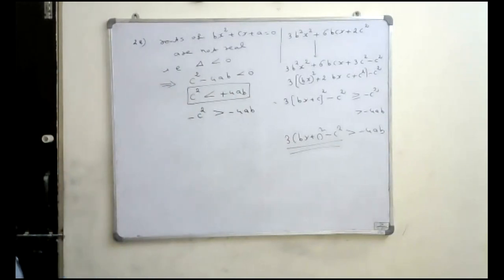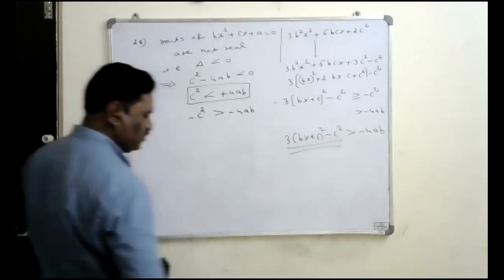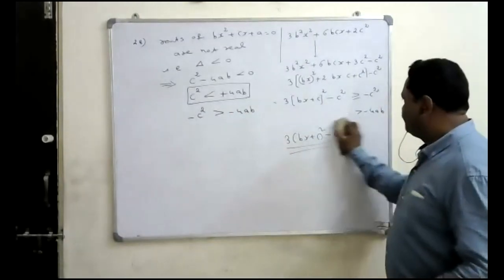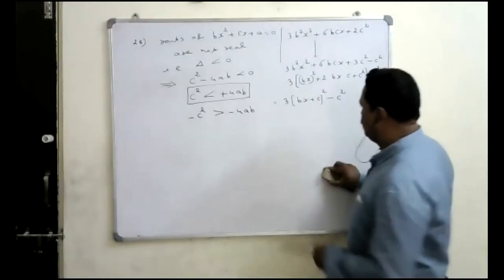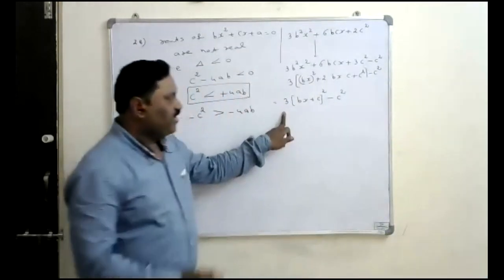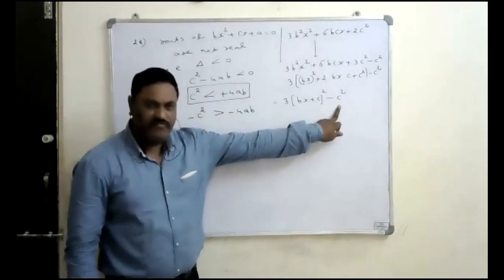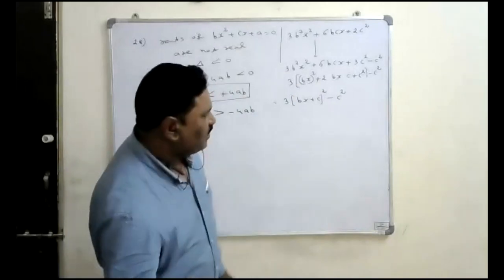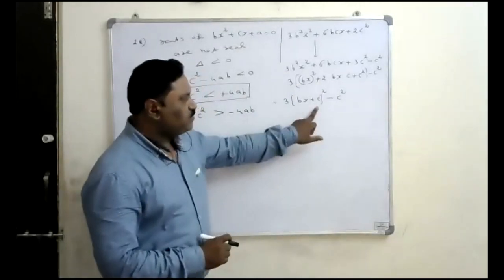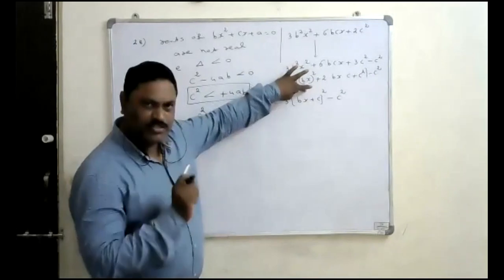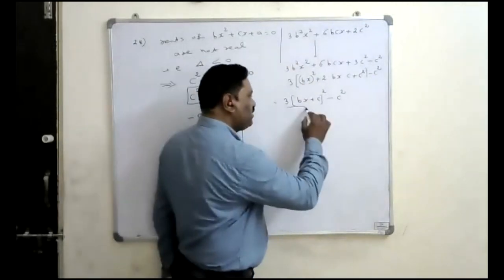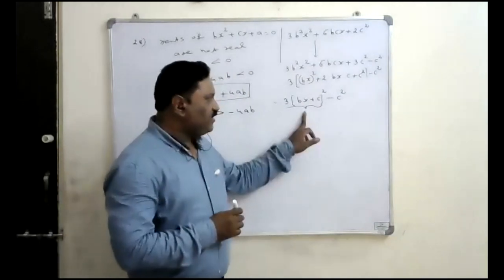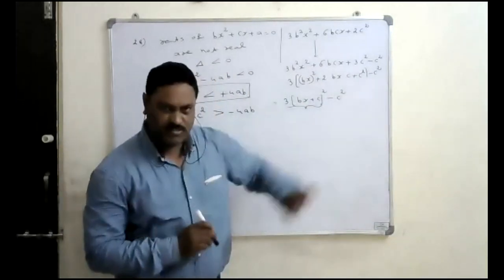Sir, please explain that last step once again. Sure. How did we get that greater than or equal to minus c square? Just observe, this is the expression we got: 3 times (bx plus c) whole square minus c square, right? For all the real values of x, (bx plus c) whole square always gives a positive value, and it may be 0 also, right? If it is 0, this total value is equal to minus c square.